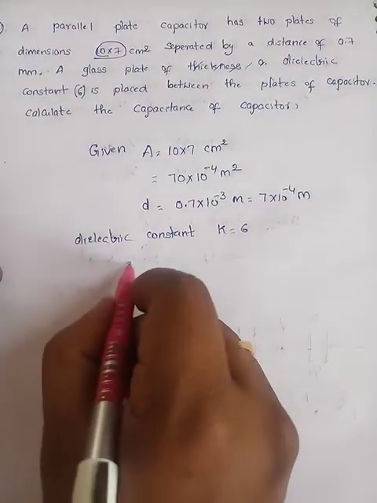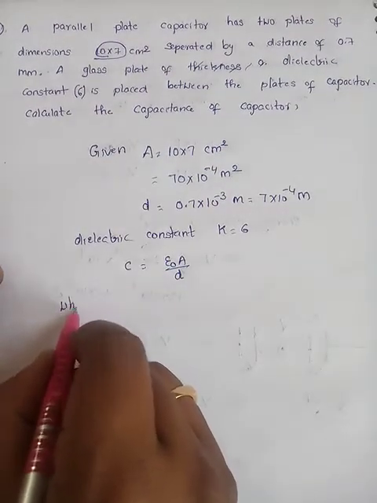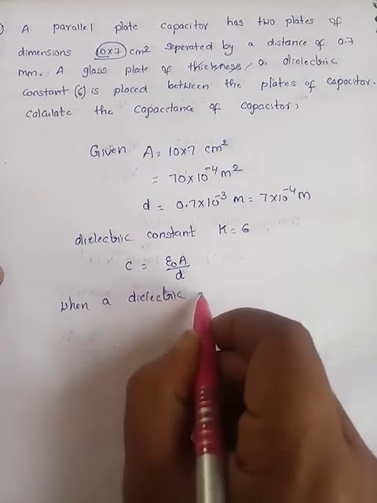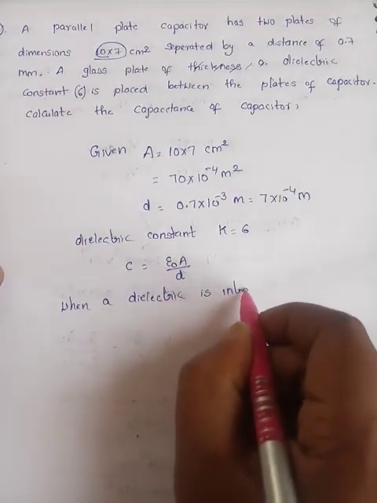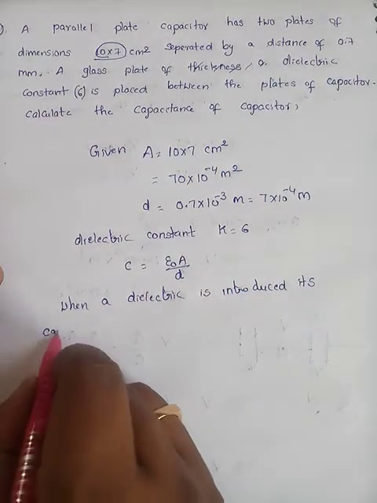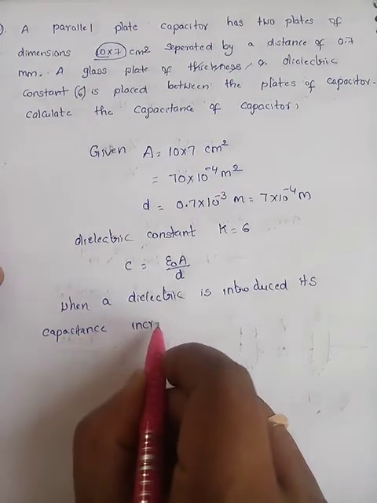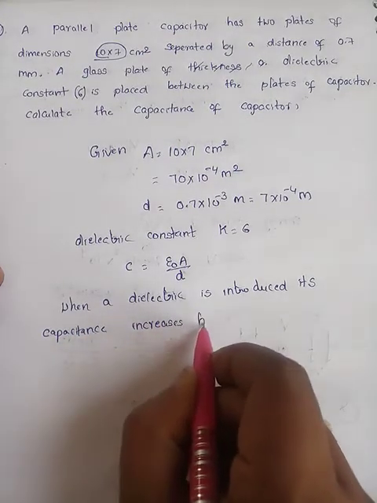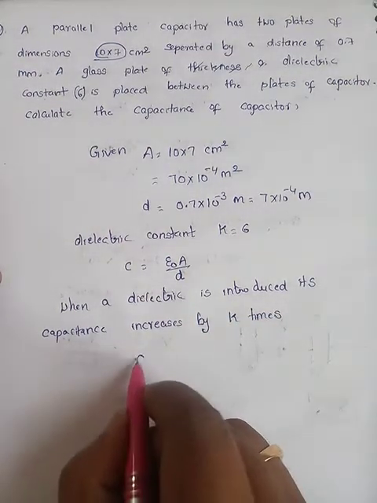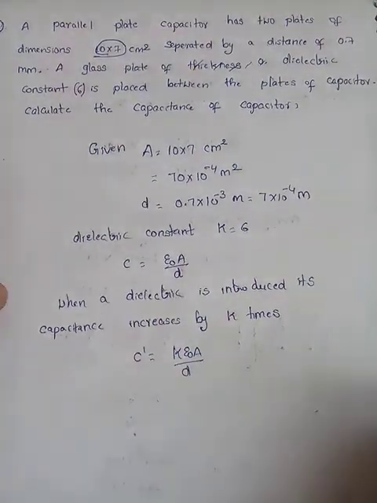Now, general capacitance is epsilon naught A by D. When a dielectric is introduced, its capacitance increases by K times. Then the capacitance is C dash equals K epsilon naught A by D.